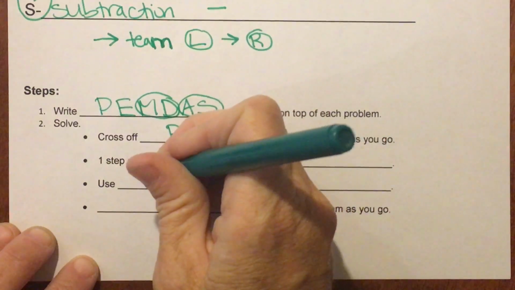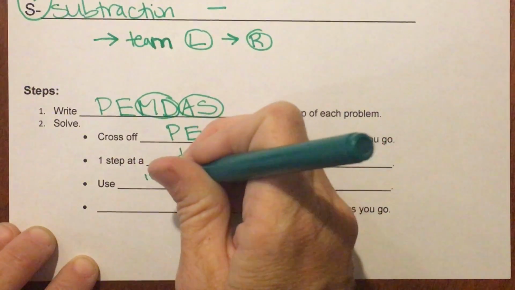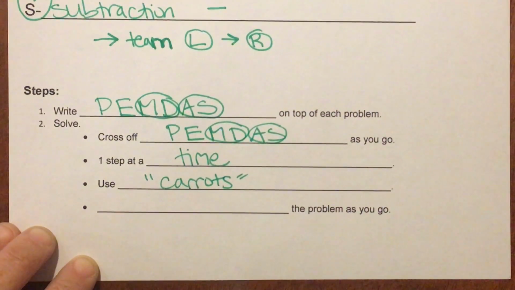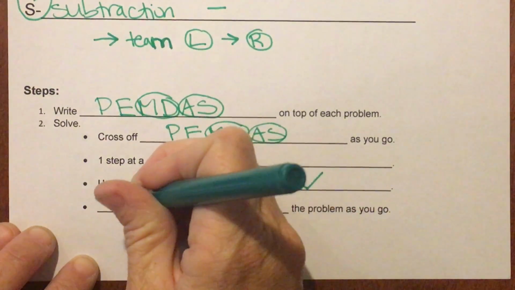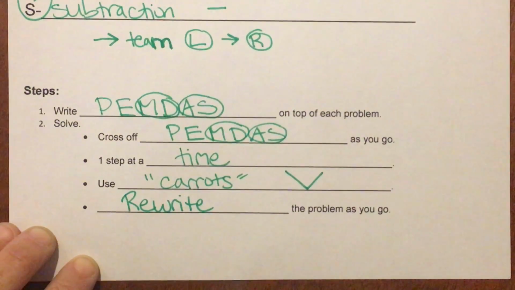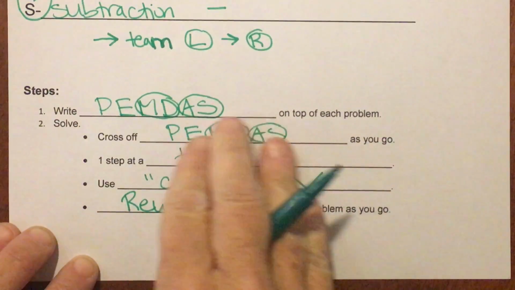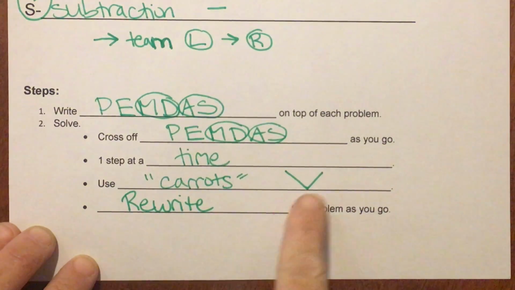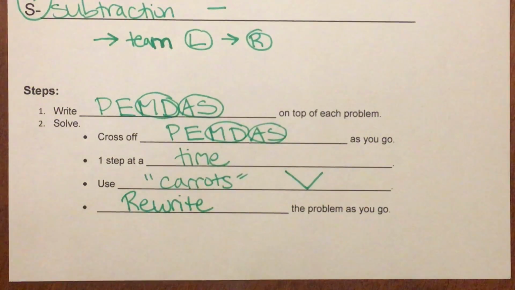You're going to use something that we call "carrots", and I'm putting them in quotations because they're not real carrots. They're going to be these upside down, kind of big V's. And then you're going to rewrite the problem as you go. So while you're solving, you're going to be crossing off PEMDAS, doing one step at a time, using carrots and rewriting.